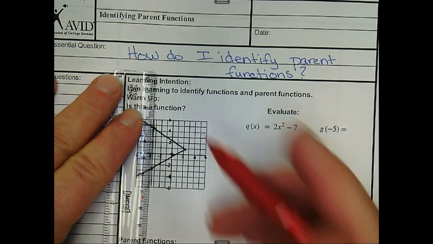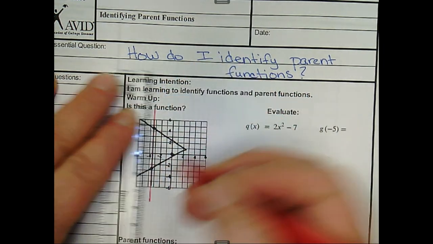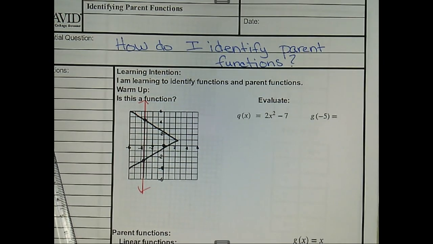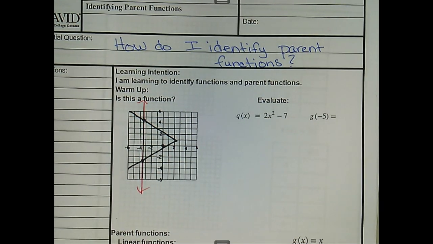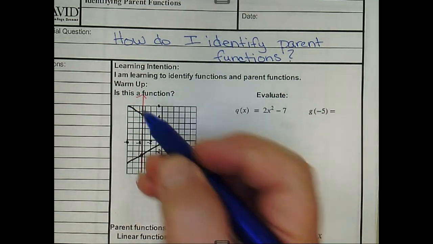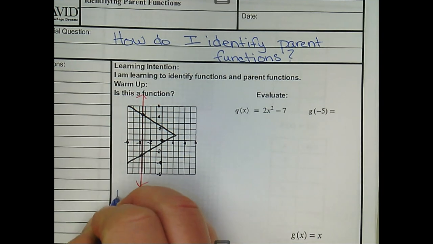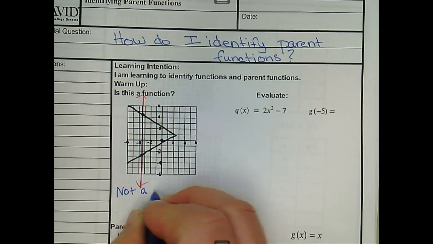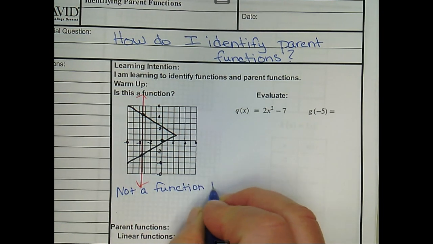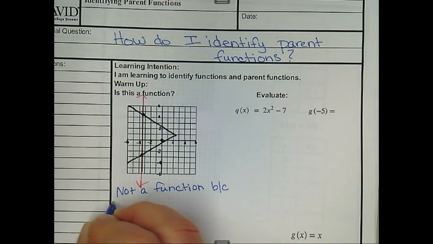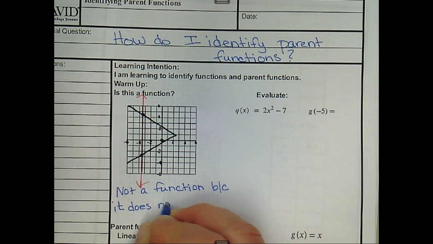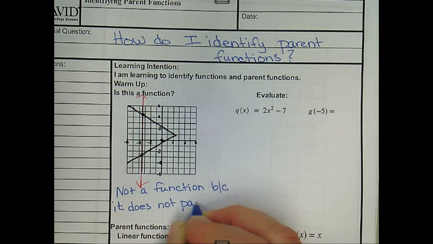If we're looking at this, all we have to do is draw that vertical line. A graph of a function will pass the vertical line test. This one does not. So my explanation as to why: not a function, because it does not pass the vertical line test.